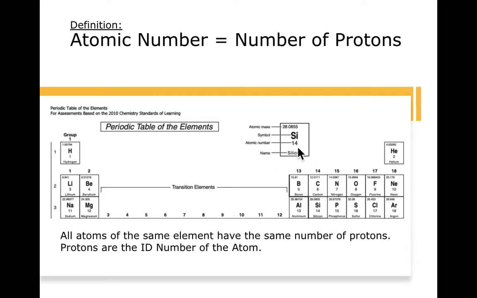So, for example, if I looked into the nucleus of an atom and I counted 14 protons, I would know that that atom was silicon. On the other hand, if there were only 7 protons, then that element would be nitrogen. Every element that has 7 protons is a nitrogen, and every element that has 14 protons is silicon. It's the ID number of the atom.